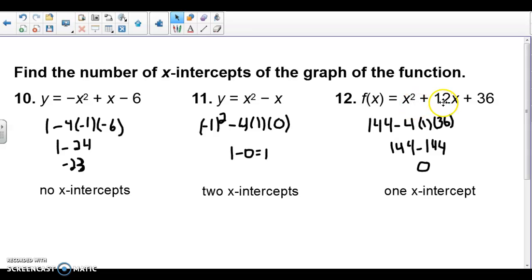And for this one, b squared would be 144, and then I'd also have minus 144 when I did negative 4 times a times c. So 144 minus 144 is 0, so there's 1 x-intercept. So that's how you find the intercepts using the discriminant. Now remember, we're not finding the answers, we're just finding out how many intercepts there are, and before we were finding out how many solutions there were. We didn't find the solutions, we were finding out how many of them there were. So that's what you're going to be doing today.